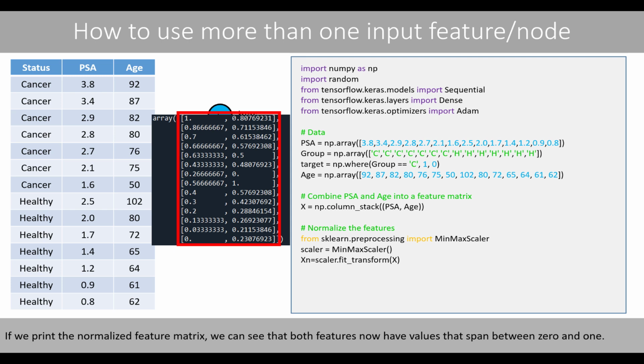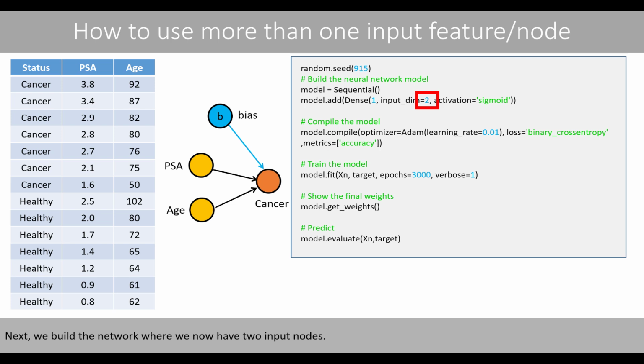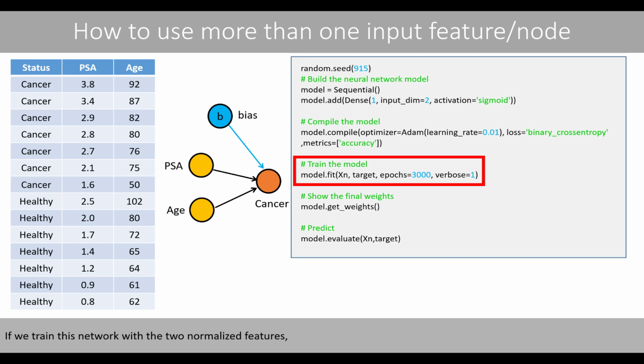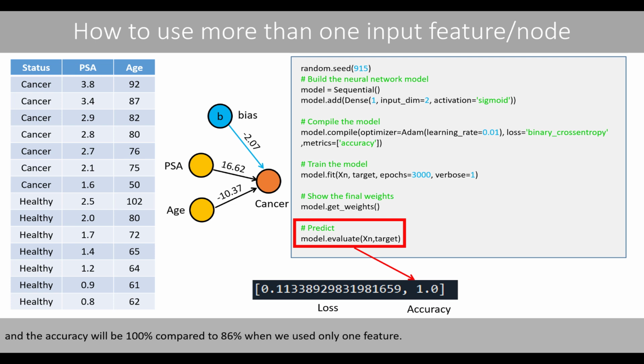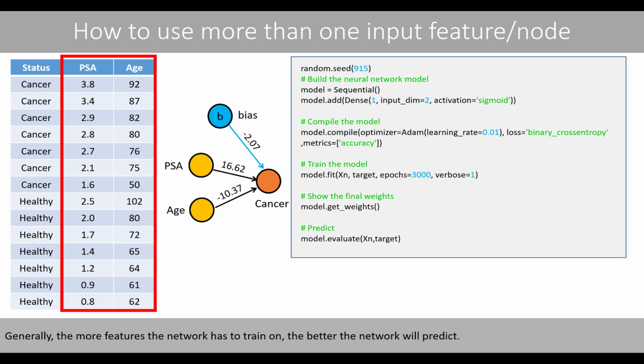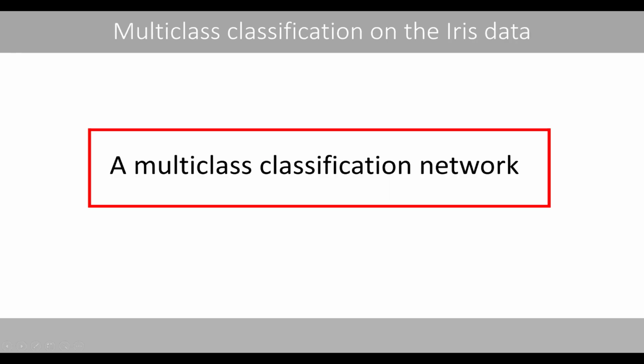If we print the normalized feature matrix, we can see that both features now have values that span between 0 and 1. Next, we build the network where we now have two input nodes. If we train this network with the two normalized features, we will obtain the following weights. And the accuracy will be 100% compared to 86% when we used only one feature. Generally, the more features the network has to train on, the better the network will predict.